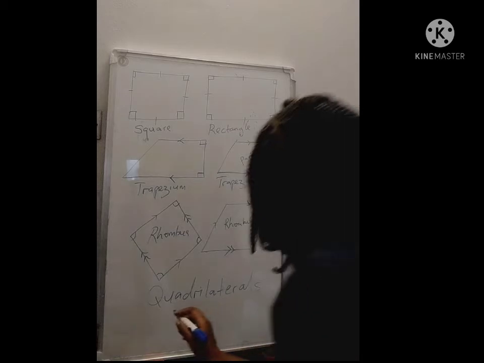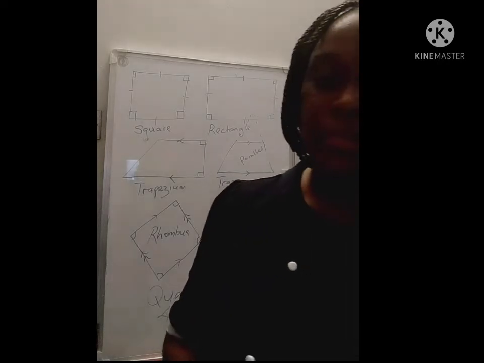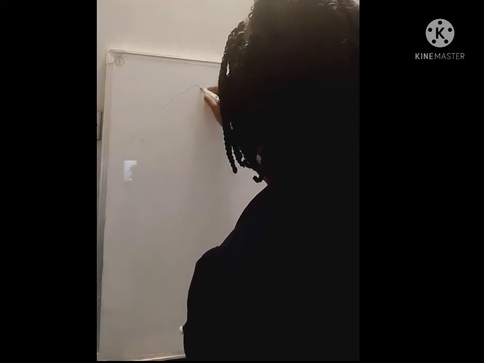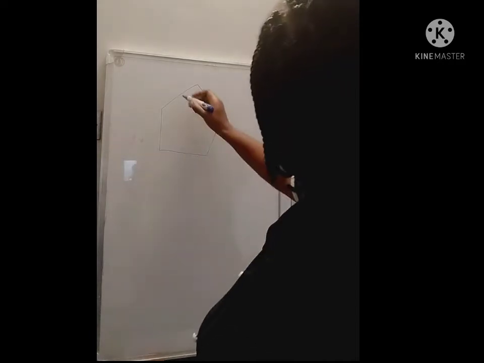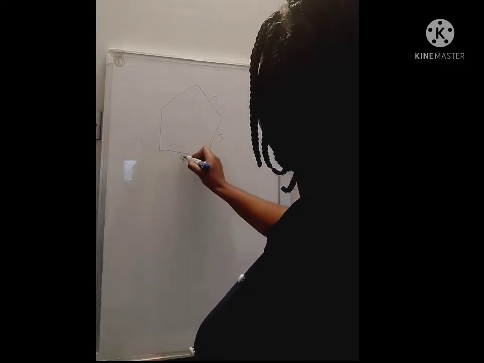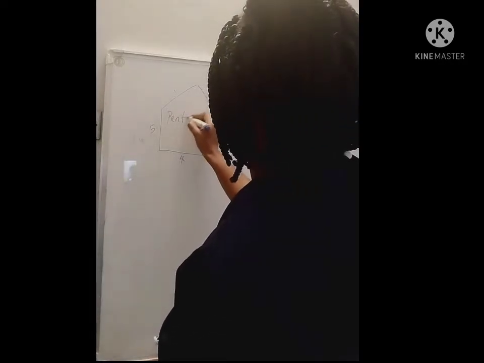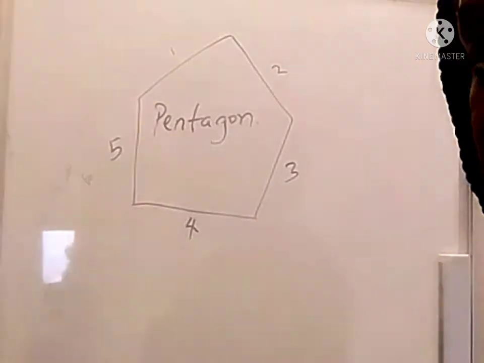A quadrilateral is a shape that has four sides. The next shape I'm going to tell you about is a five-sided shape, and it's called a pentagon. It looks like this, a pentagon, 5 sides. Let's count together: 1, 2, 3, 4, 5. This is known as a pentagon. A pentagon is a flat shape that has 5 sides.